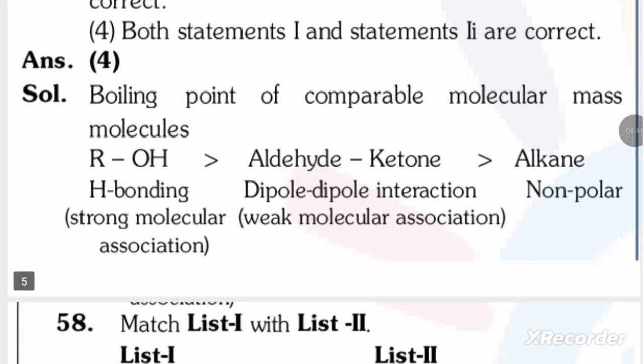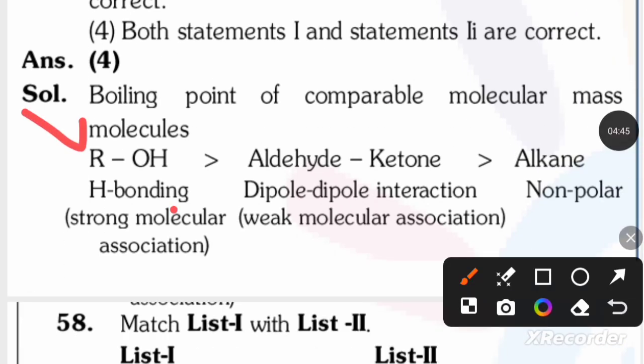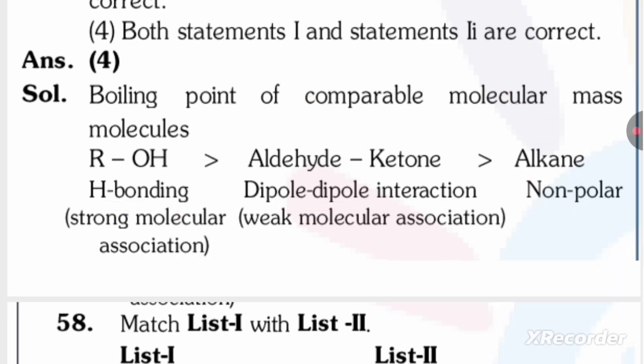Let us move to the next question. As you can see here, alcohols have higher boiling points because they have strong hydrogen bonding. Aldehydes and ketones have weaker dipole-dipole interaction. Hydrocarbons, that is alkanes, are non-polar, so they cannot have such interactions.